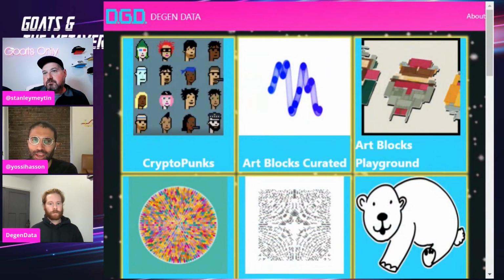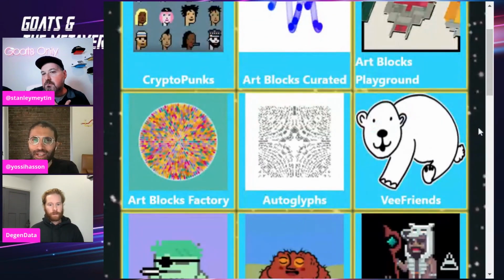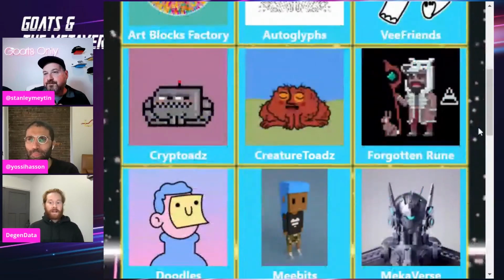And how do you decide what are the things that you're putting on DegenData? Because it's almost a stamp of approval, and just by listing it on DegenData could have an impact on the performance of the NFTs. So what's that process like?